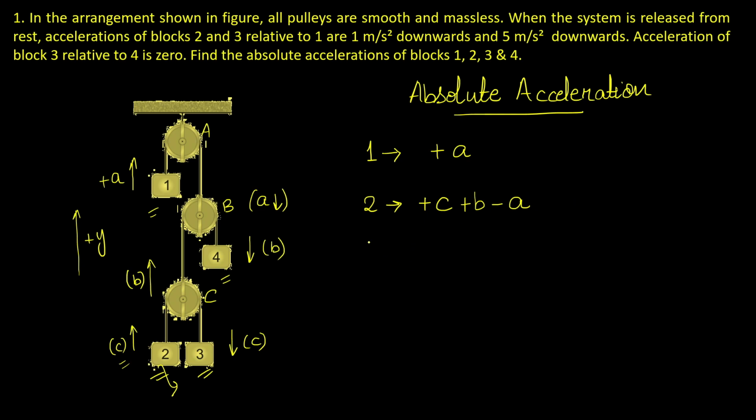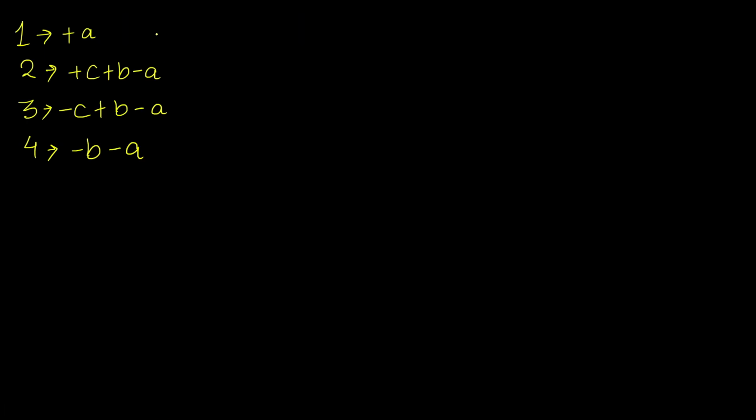Now for block 3, again that will be minus c plus b, then minus a, similarly as we have calculated for block 2. And for block 4, that will be minus b in the downward direction, and then minus a. So these 4 are the absolute accelerations of the 1st, 2nd, 3rd and 4th blocks. Let me write this on the next page. So we have already calculated the absolute accelerations of blocks 1, 2, 3 and 4.